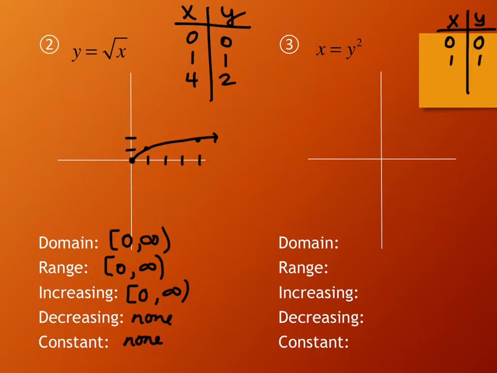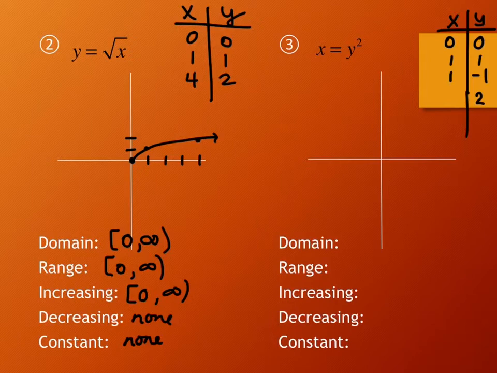X will equal 1. What if y is equal to negative 1? Yeah, it's also x equal to 1. Is everybody good with where these values are coming from? Okay. What if y is equal to 2?